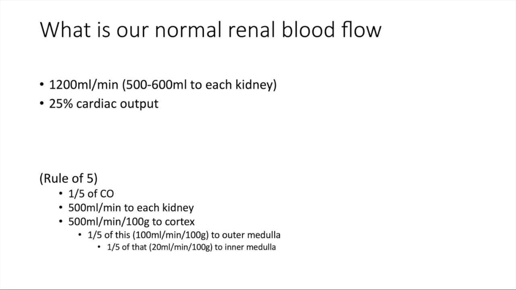You don't have to mention the rule of 5 unless you get prompted, and definitely not explain the autoregulation without being asked. The rule of 5 means 1/5 of cardiac output, 500 ml per minute to each kidney, 500 ml per minute per 100 gram to cortex. 1/5 of this goes to outer medulla, and a further 1/5 of that goes to inner medulla.